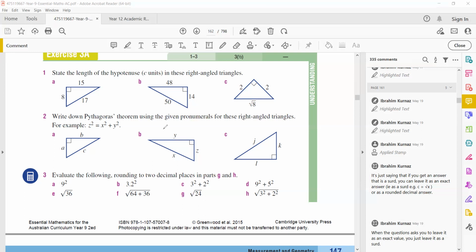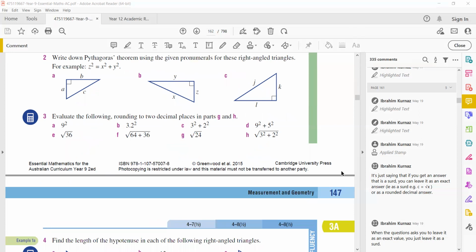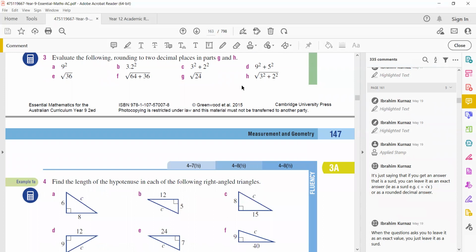Is it x squared equals z squared plus y squared? Yeah, x squared equals z squared plus y squared, right? Correct. Evaluate, I mean calculate: 3 squared, 2 squared, and roots. Do you know how to find the square root? Can you do that on your calculator?